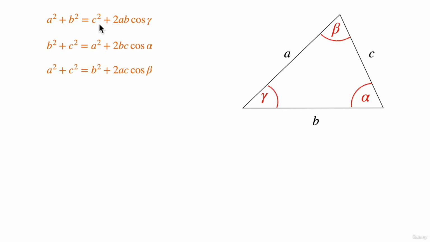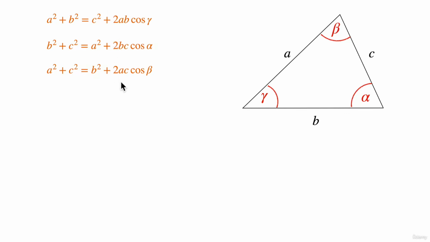And observe that the Pythagorean theorem is just a special case of this cosine rule. So imagine that this gamma angle is 90 degrees. Then cosine gamma will be equal to 0, because cosine of 90 degrees, or of pi half, is equal to 0. So this term here will vanish. And you will just get the old Pythagorean theorem that a squared plus b squared is equal to c squared.